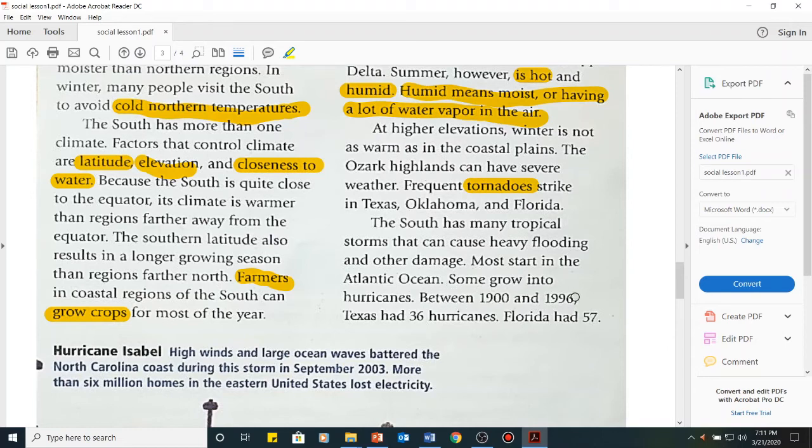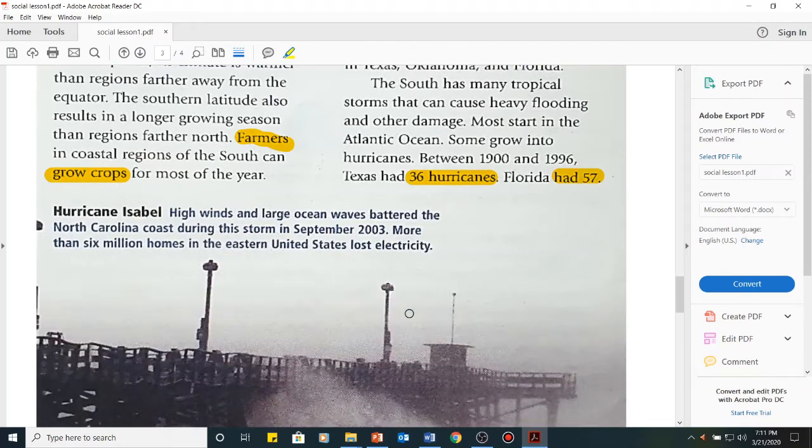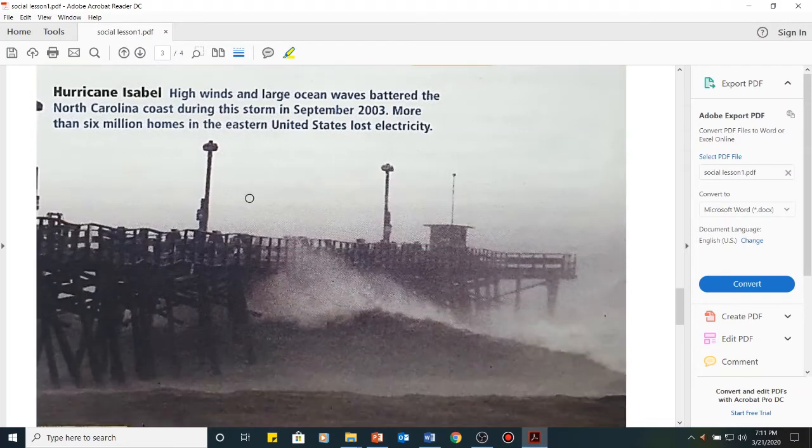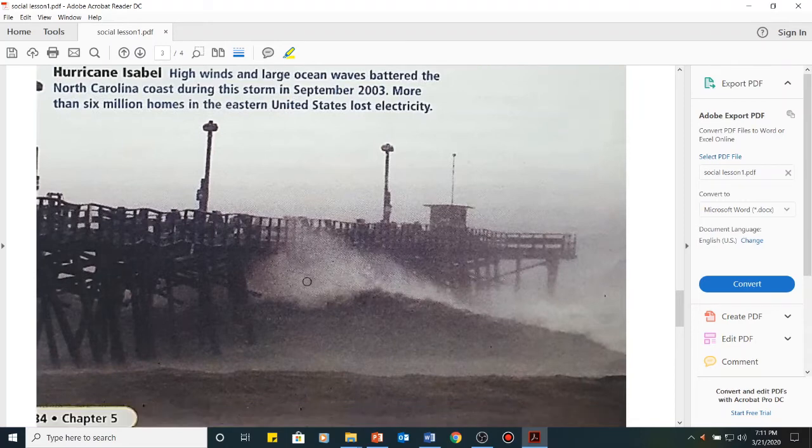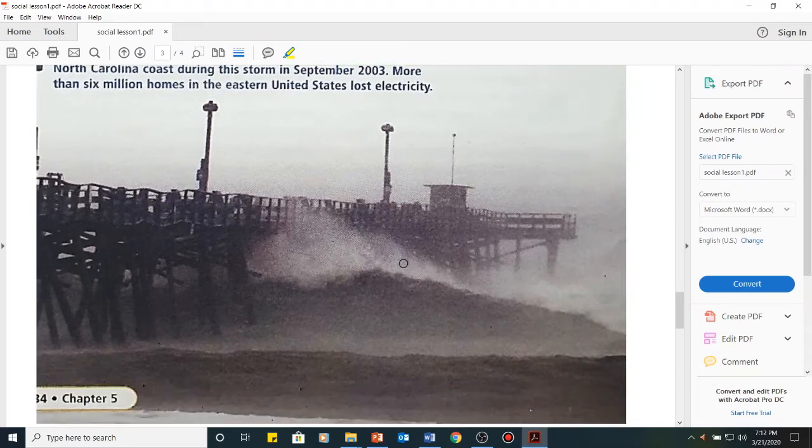Between 1900 and 1996, Texas had 36 hurricanes. Florida had 57. Remember, hurricanes are very, very powerful storms. They have powerful winds and a lot of rain water. As you can see here in the picture, this is a picture of a hurricane. You can also search on any website for hurricane videos, and you can find what's happening during a hurricane if you want to see it.